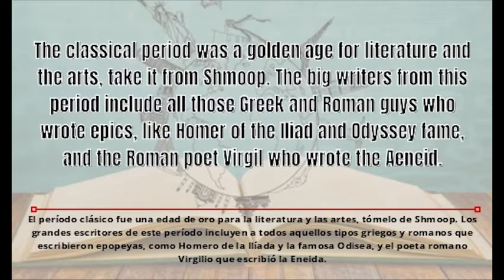The classical period was a golden age for literature and the arts. The big writers from this period include all those Greek and Roman guys who wrote epics, like Homer of the Iliad and the Odyssey fame, and the Roman poet Virgil, who wrote the Aeneid.